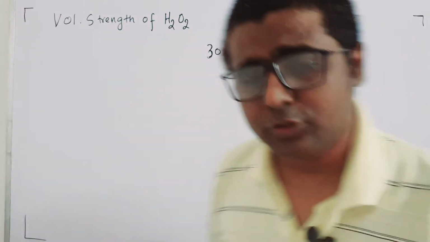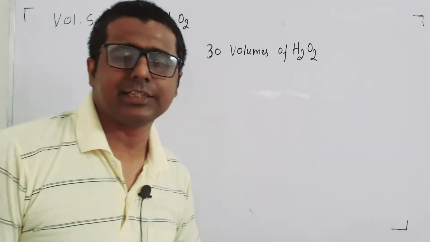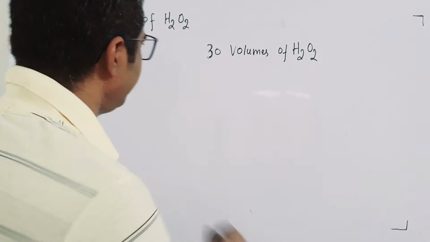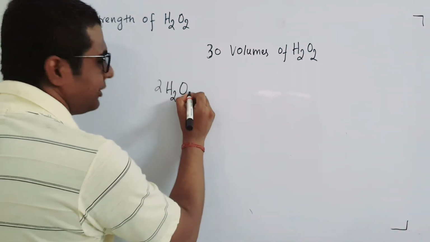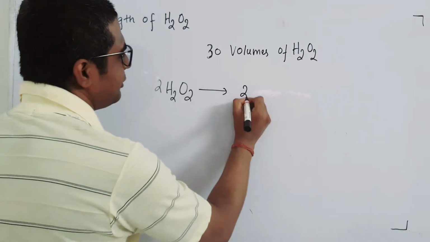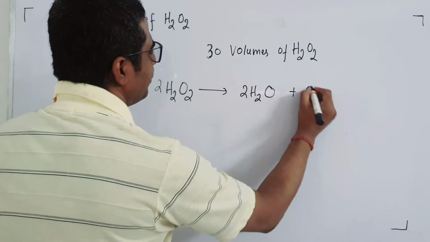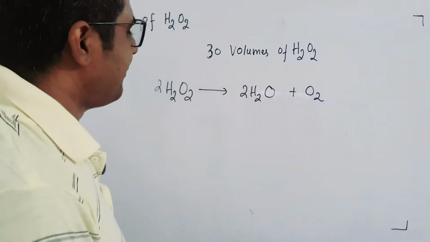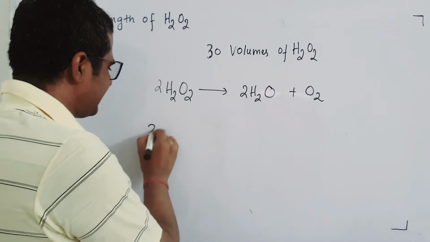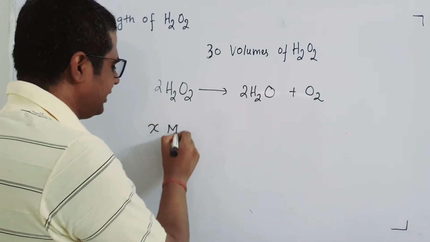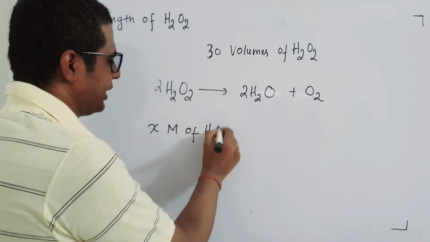So what does H2O2 provide us? First of all, let's go through that. H2O2 basically provides us with oxygen, that we know, right? So how does it do it? It does it by this reaction, right? 2H2O2 gives 2H2O plus O2. Okay.